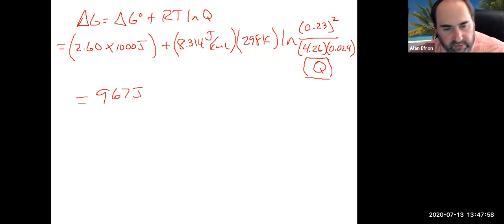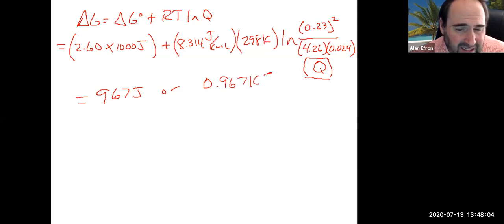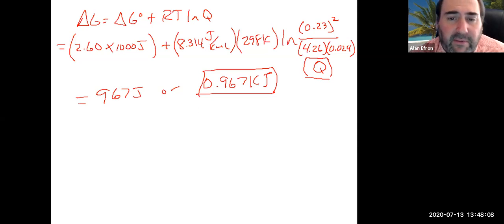967 joules. Or, since it is a delta G, that would be 0.967 kilojoules if you like. It didn't really specify, so technically you could go with either unit that you like. Per mole, if you'd like to put that in as well, probably should go there, as technically the kelvins cancel, so we still have the moles.